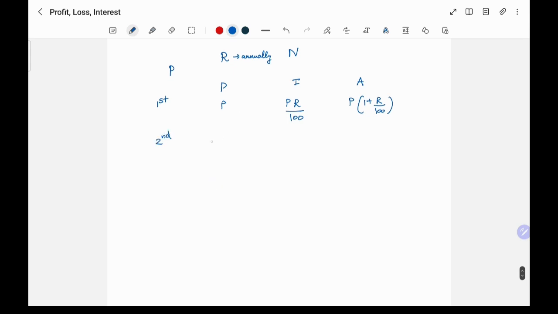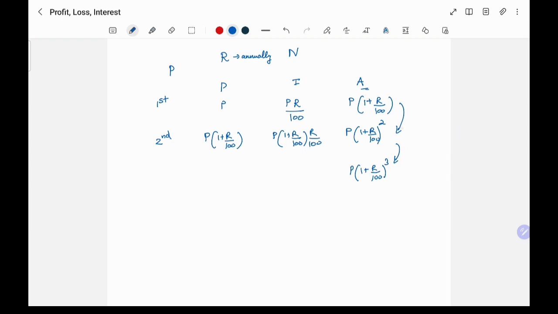So in the second year, the principal amount is nothing but this amount itself, P into 1 plus R by 100, and the interest will be P into 1 plus R by 100 into R by 100. Now if you take common out, P into 1 plus R by 100 into 1 plus R by 100. This is nothing but 1 plus R by 100 whole square. So can you see how the amount is changing? Can you predict what it will be in the third year? It will be 1 plus R by 100 whole cube.